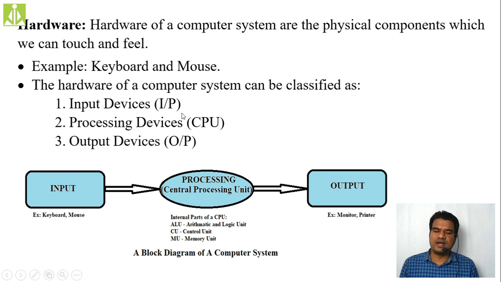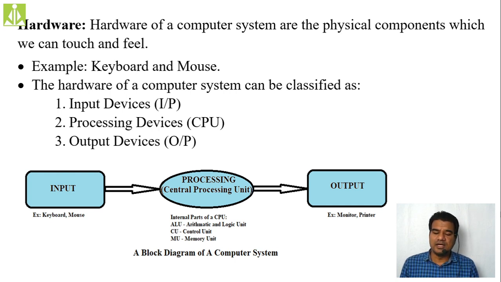Again, we will see what input devices are, what the purpose of using input devices is, and the same for the processing unit and output devices. In this block diagram, under the processing unit I kept so many things. What exactly are we going to have internal to this processing unit? ALU. This diagram is very important, you have to remember: input devices, processing unit, output devices. And inside this processing unit, we are going to have ALU, CU and MU. ALU stands for arithmetic logic unit.